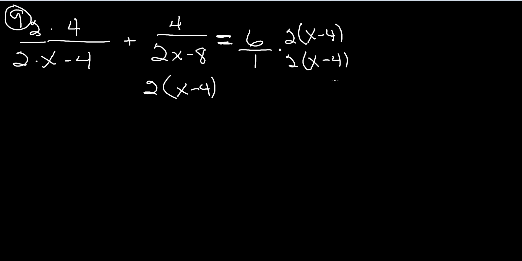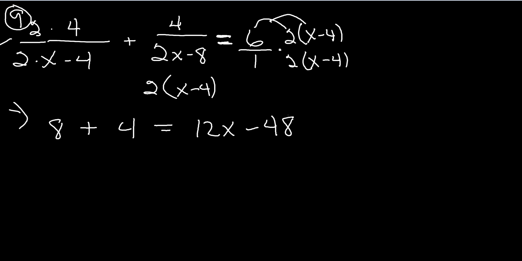And now my denominators are the same, so I can concentrate on the numerators. And the numerators will get me, what, 2 times 4 is 8, plus this 4 I just bring down, and it's going to equal, let's see here, how do you do this? I do 6 times 2 is 12. Okay, then 12 times x is 12x, and 12 times negative 4 is negative 48. Okay, simplify everything. This is 8 plus 4 is 12 equals 12x minus 48.